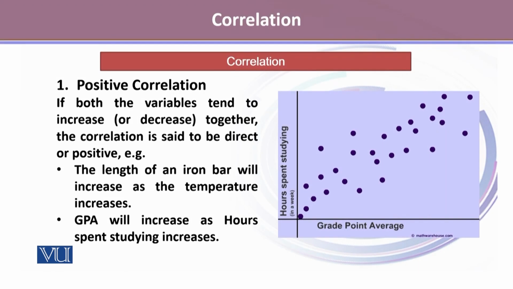Positive correlation: if both the variables tend to increase or decrease together, the correlation is said to be direct or positive, which can be seen from the scatter plot with an example, the grade point average and hours spent studying. It clearly shows that if grade point average is growing, the hours spent studying are growing too. If you see this kind of relationship, it is called direct or positive correlation.